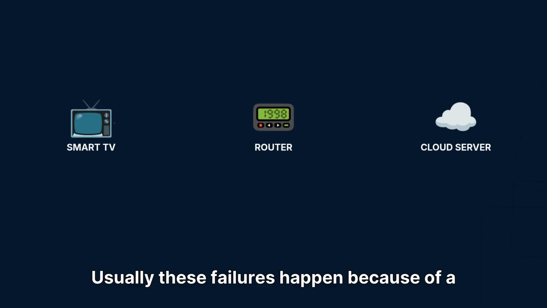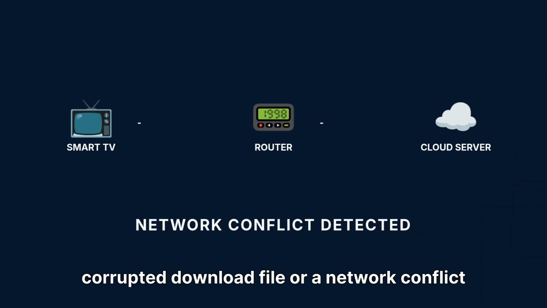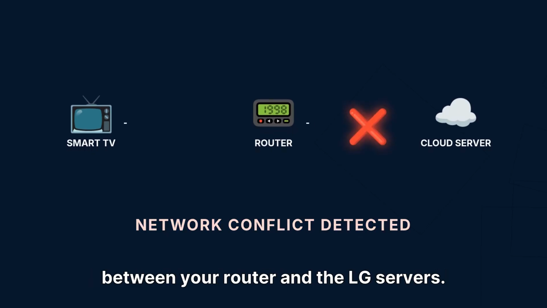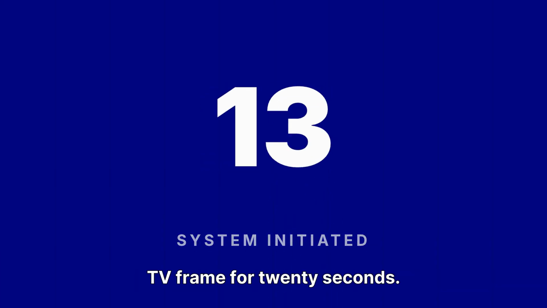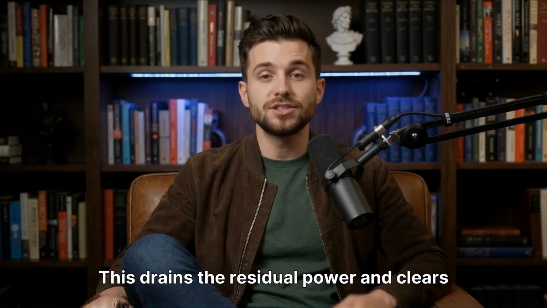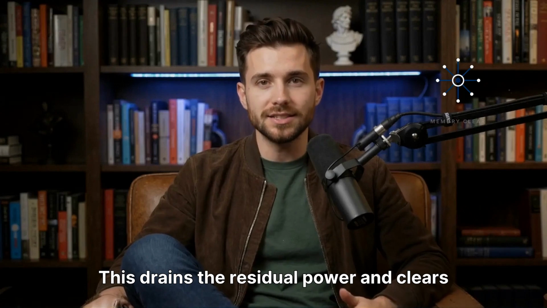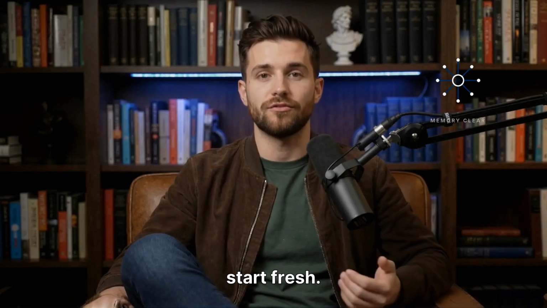Usually, these failures happen because of a corrupted download file or a network conflict between your router and the LG servers. Step 1 is the classic cold boot. Unplug your TV from the wall and hold the physical power button on the TV frame for 20 seconds. This drains the residual power and clears the system memory so the update can start fresh.